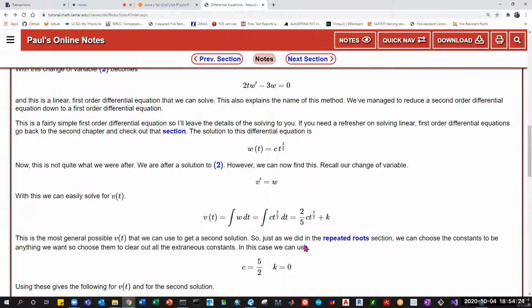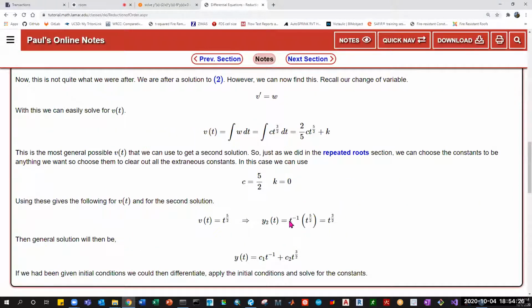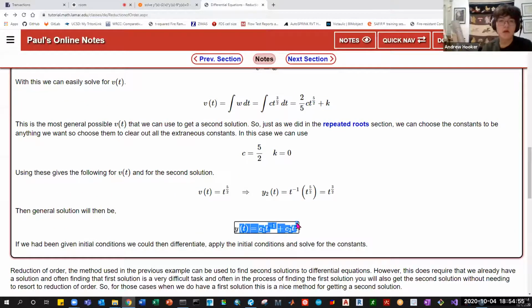So what was y1? y1 was this guy, right? The t. This is y1, and there's v(t), and then your second solution becomes this guy, t to the 3/2. So your full set is this guy. So you have the first solution, y1, and then y2, and then going back to the homework, what you have to do is find the Wronskian of this guy.